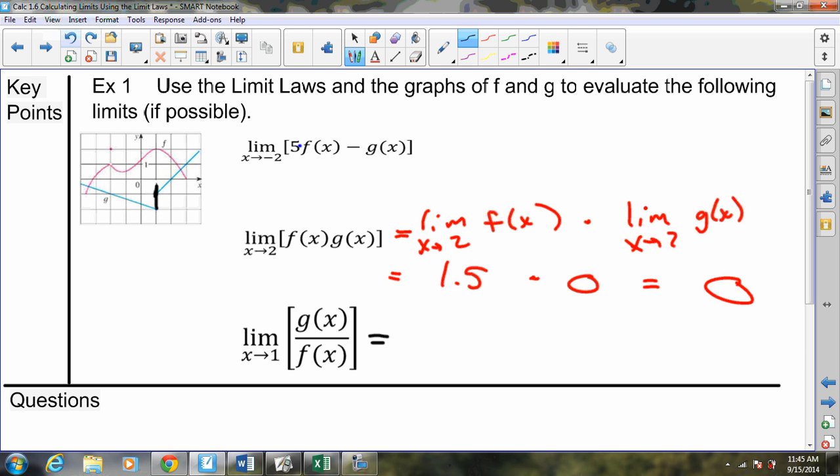What's the issue there? G approaching from the left is a negative 2. G approaching from the right is negative 1. The left and right hand limits don't match up, so the g of x limit does not exist. If we put that over f of x, does it even matter what the f of x is? Part of it doesn't exist, so the whole limit doesn't exist. It just, who cares? It does not exist.